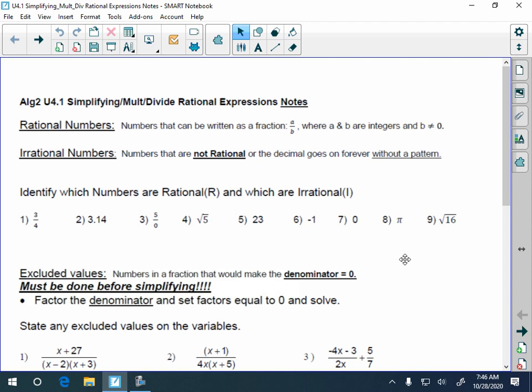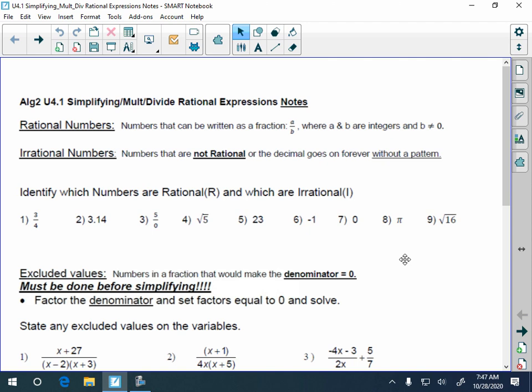So rational numbers are any number that can be written as a fraction, a over b, where a and b, both the numerator and denominator, have to come from the integers. Remember, integers are numbers that you see on a number line, like -2, -1, 0, 1, 2, 3, that kind of thing. So that's what a and b have to be. The only exception is b, the denominator cannot be 0. A can be 0, though.